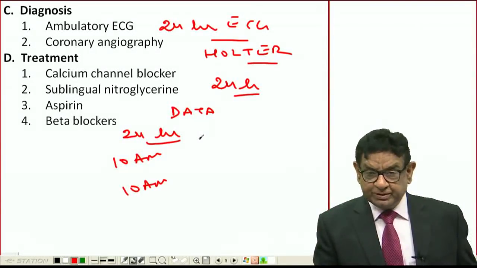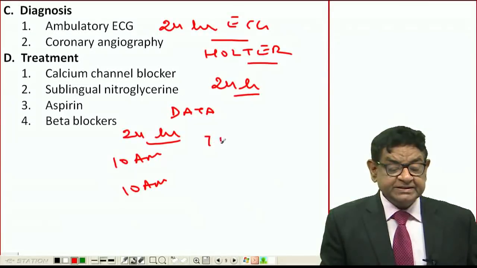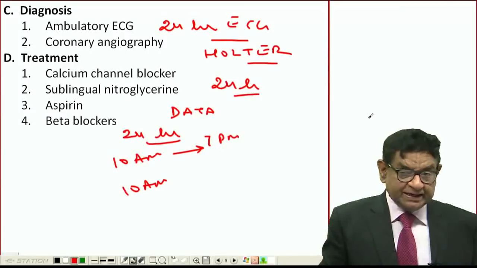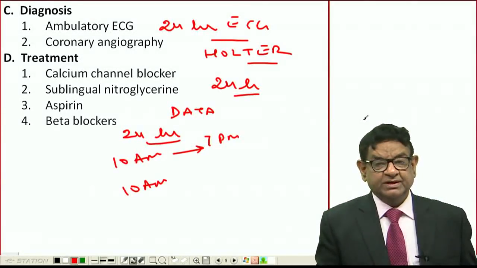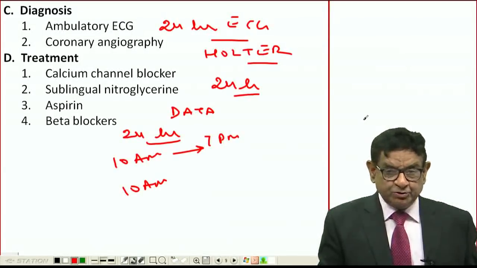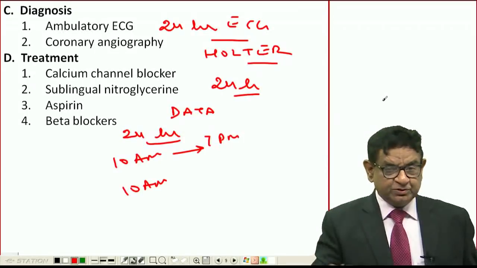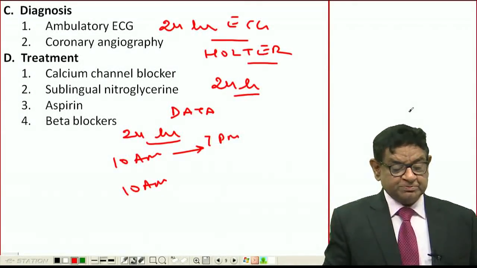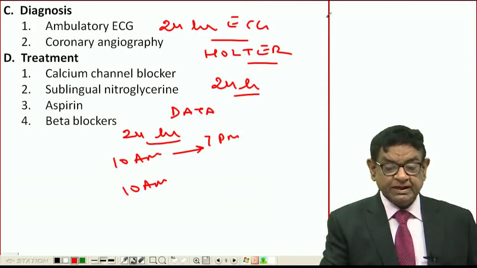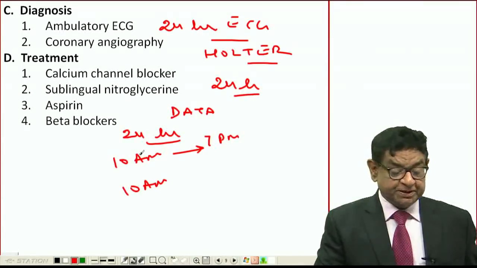And you take a history. He says, doctor, I had a pain at 7 p.m. last evening. Of course, you are getting a history of chest pain at 7, and if you see the data of ECG during that time, you may find some changes, and that is the reason you can correlate. Perhaps this is a case of vasospastic angina.